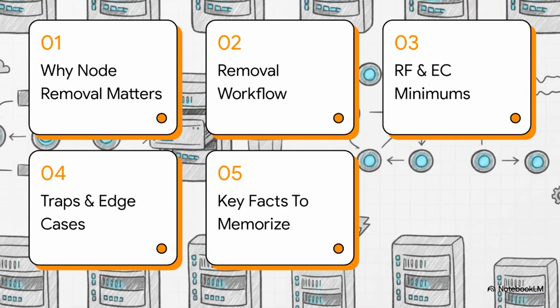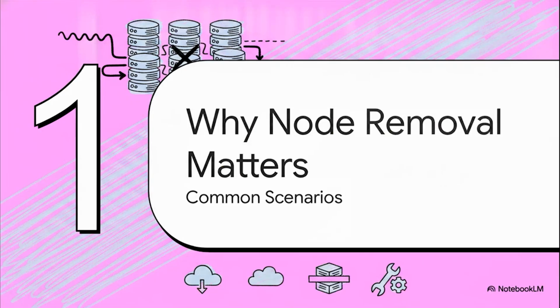Here is our exam prep blueprint for today. We've got 5 main stops on our roadmap. First, why node removal matters. Second, the node removal workflow. Third, RF and EC minimums. Fourth, exam traps and edge cases. And finally, number 5, key facts to memorize. Let's get to it. Section 1.